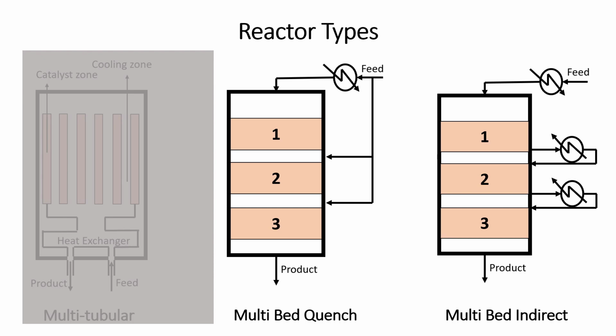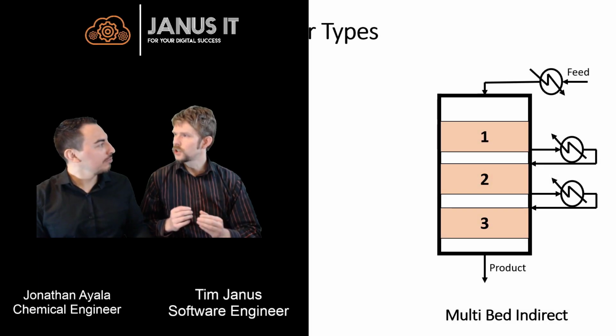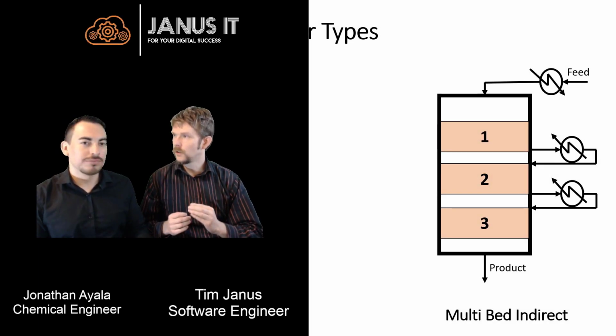Precisely. Indirect cooled multi-bed converters are widely used in new plants and revamps due to their efficiency and effective heat management. They allow us to keep the reactor's volume compact while still handling the high gas flow needed for large-scale production. This really showcases the evolution of reactor design over time.